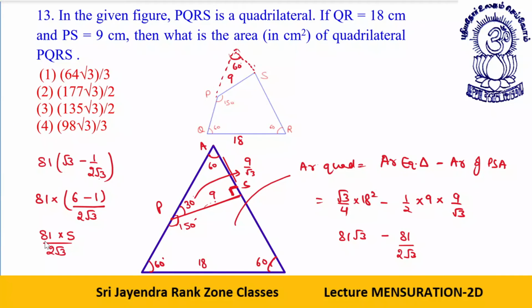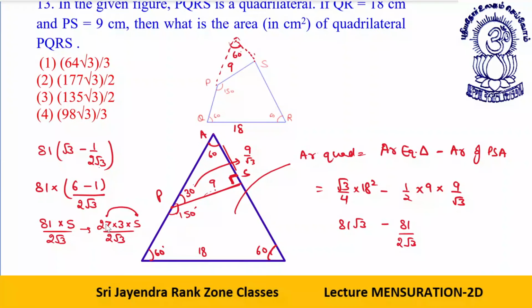Or I can say, I write this 81 as 27 into 3 into 5 divided by 2 root 3. 27 into 5, 135. Root 3 and 3 will cancel to give me root 3. So this gives me what, my dear students? 135 root 3 by 2. This is your answer.